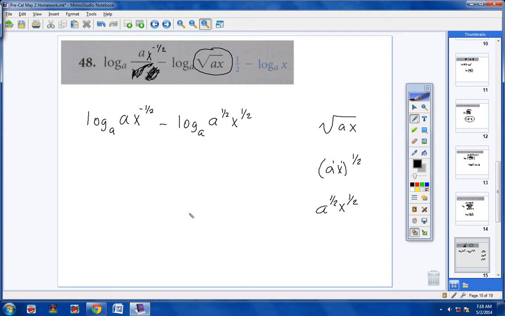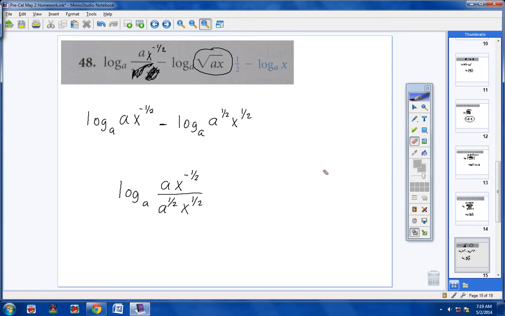There we go. Now, notice the two logarithms are subtracting, and so what you would have next would be log base a of a x to the negative 1/2 over a to the 1/2 x to the 1/2. Now please watch your signs very carefully. This is not that difficult. I mean, you have graphing calculators you can use, so fractions should not be a problem.